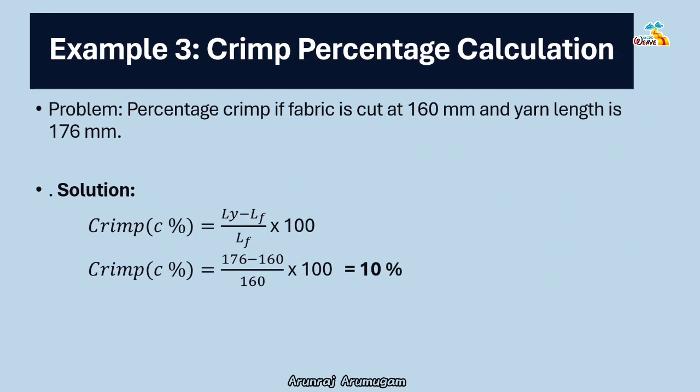For our third example, we determine the percentage crimp in a fabric where the fabric length between points is 160 millimeters, and the yarn length removed from the fabric is 176 millimeters. Using the formula, we calculate the crimp percentage as equal to 10%.